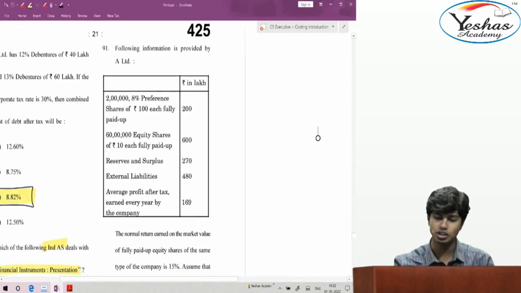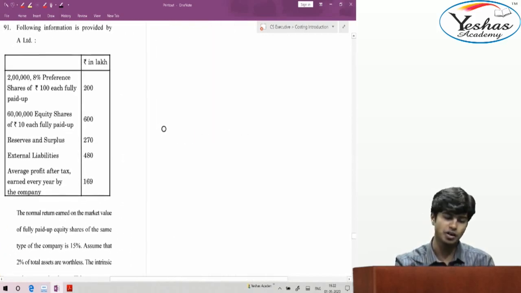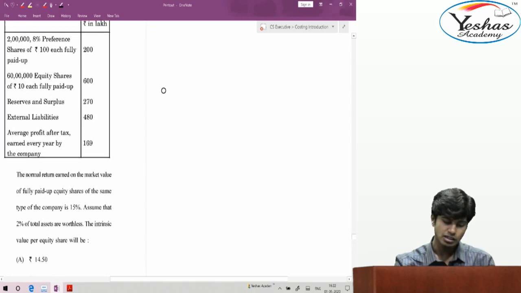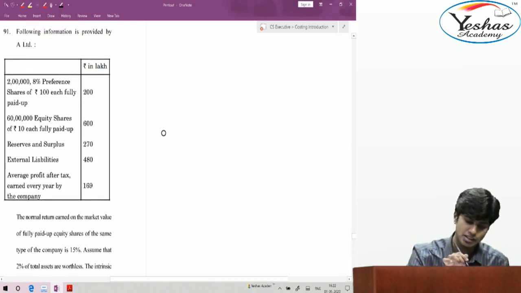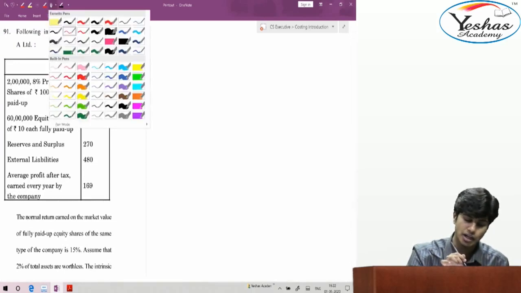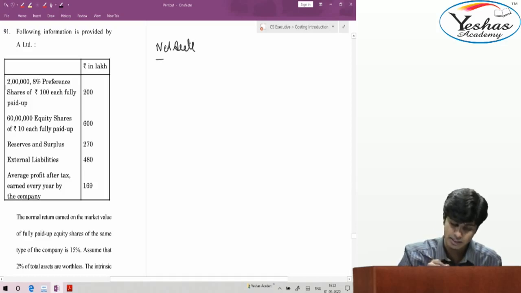Come on, now let us do question number 91. Question number 91 talks about the following information provided by A Limited. So what do they want? They basically want the intrinsic value per share. Intrinsic value per share is nothing but our net asset method. Under the net asset method, what do we do? We find the net assets and then divide it by the number of equity shares. That will give us the intrinsic value, correct or not?